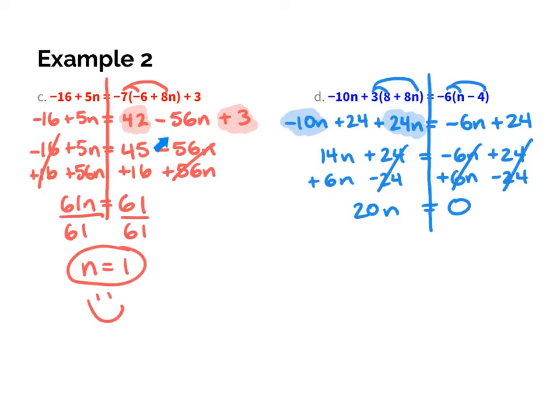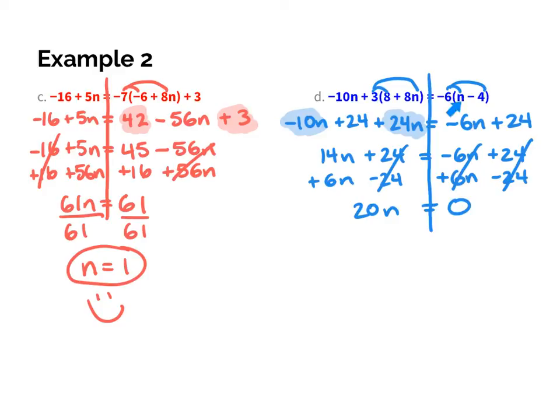Then I combined my like terms. Then I brought and combined my variables and numbers to either side. So I took my n's and brought them to the left, and my numbers and brought them to the right. I then got 61n equals 61. Then using inverse operations, got n equals 1.